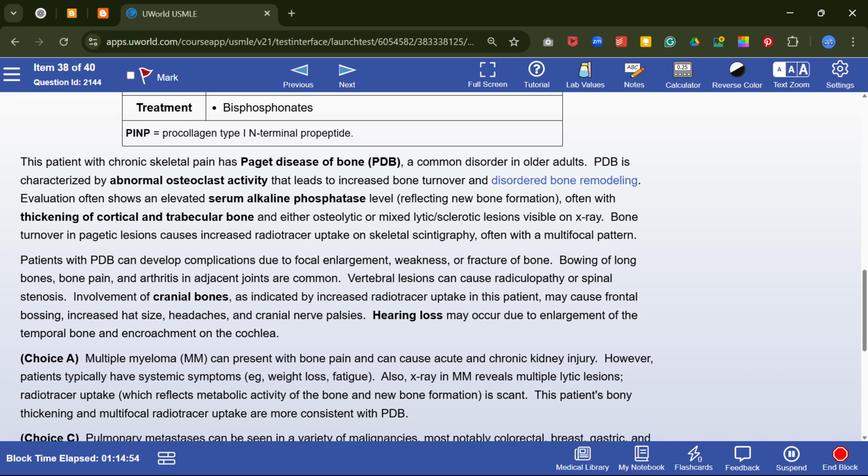Involvement of the cranial bone, as indicated by increased radiotracer uptake in this patient, may cause frontal bossing, increased head size, headache, and cranial nerve palsy. Hearing loss may occur due to enlargement of the temporal bone and encroachment on the cochlea.